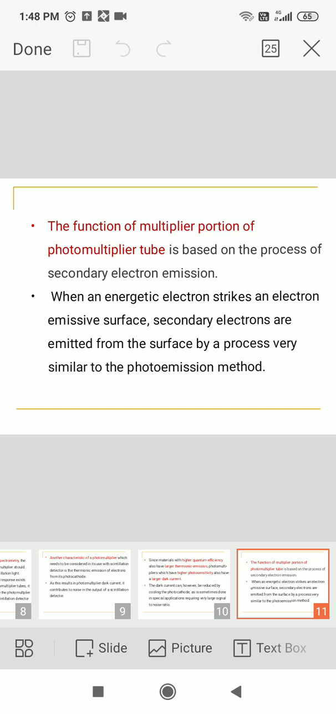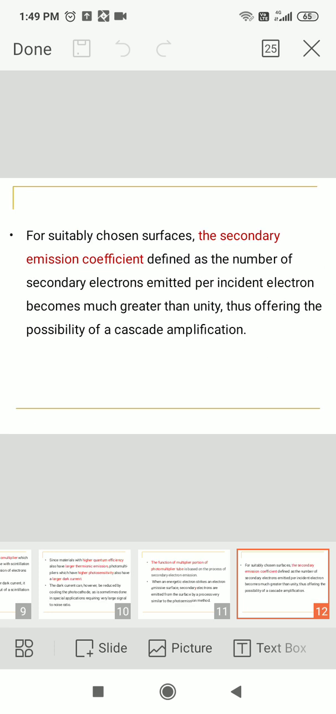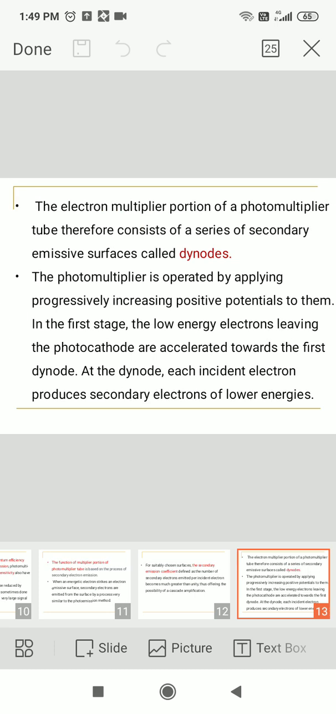The function of the multiplier portion of the photomultiplier tube is based on the process of secondary electron emission. When an energetic electron strikes an electron emissive surface, secondary electrons are emitted from the surface by a process very similar to the photoemission method. For a suitably chosen surface, the secondary emission coefficient, defined as the number of secondary electrons emitted per incident electron, becomes much greater than unity. This offers the possibility of a cascade amplification.